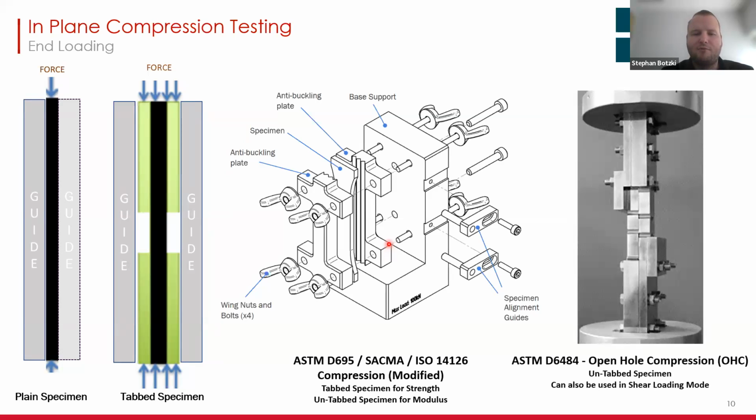And then another example for end loading would be the ASTM D6484 fixture, which is for open hole compression. And this can be done with untabbed specimens. It can also be used in shear loading, but we're covering the end loading right now.